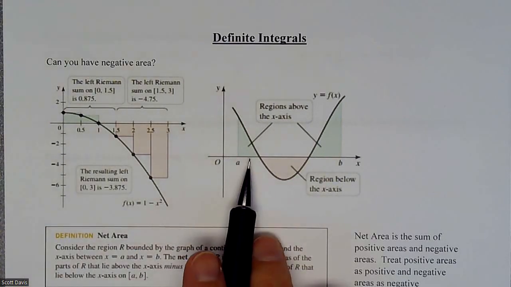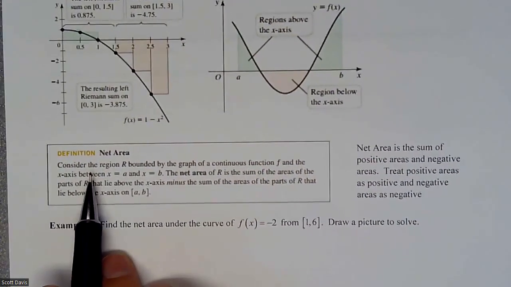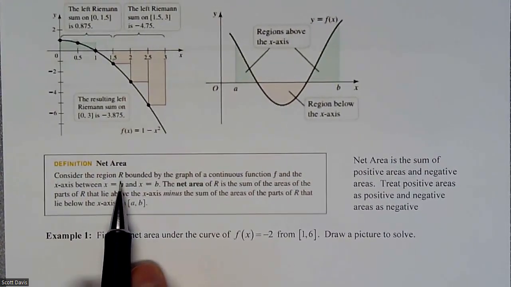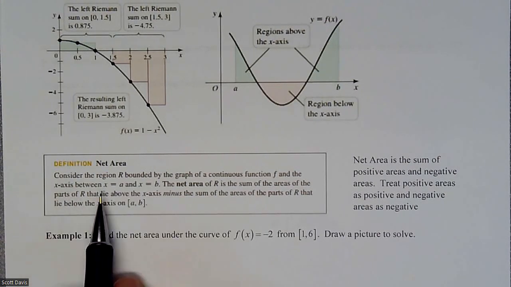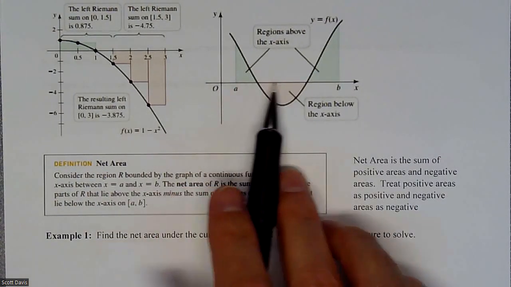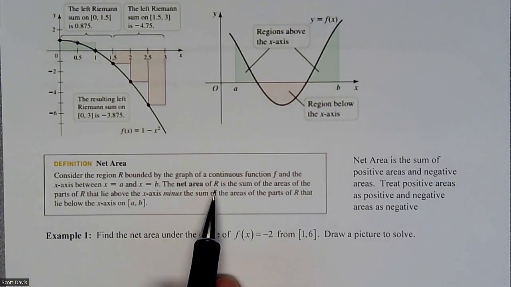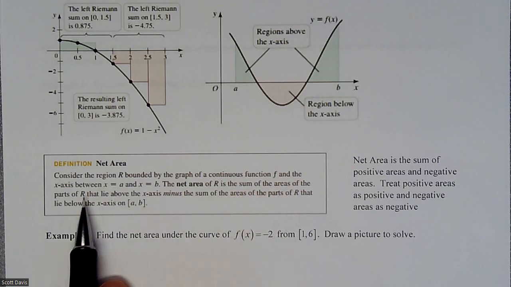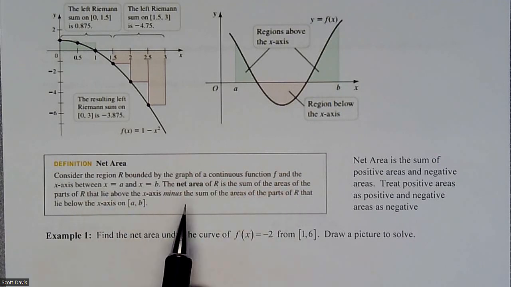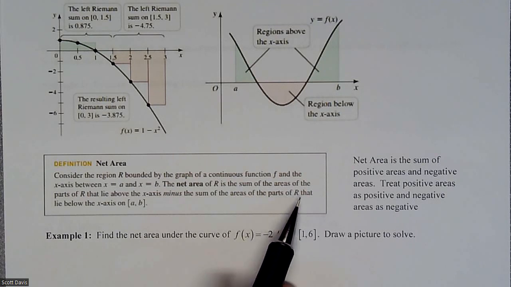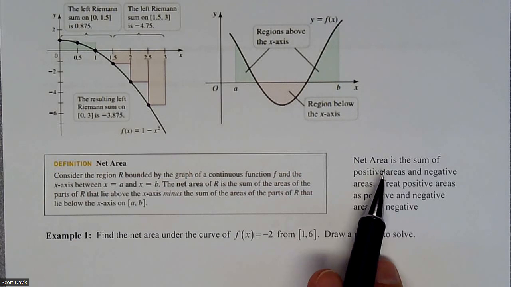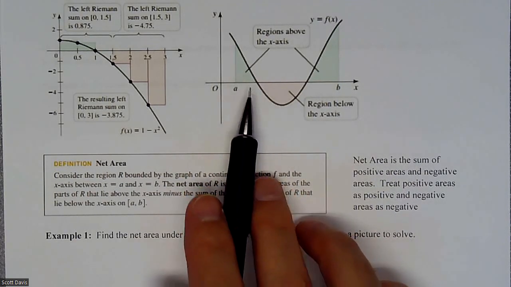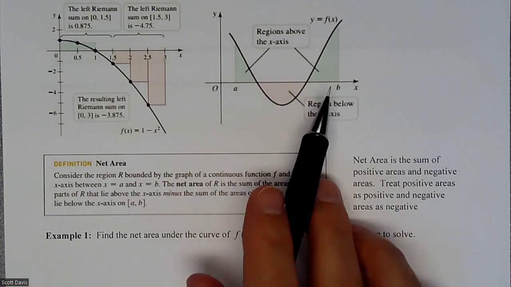And so if you have something like this, so here's the idea. It says, consider the region R bounded by the graph of a continuous function f and the x-axis, so everything's connected to the x-axis, between A and B. Then the net area is the sum of the areas of the parts of R that lie above the x-axis minus the sum of the areas of the parts that lie below the x-axis. So in short, net area is the sum of the positive areas and the negative areas. So just add them all together, treat positives as positive, negatives as negatives.